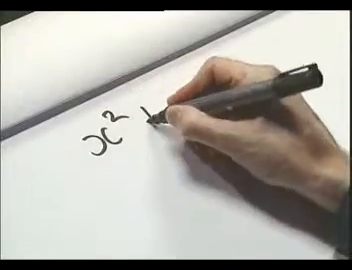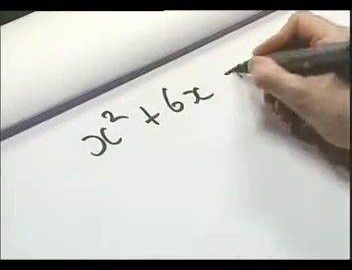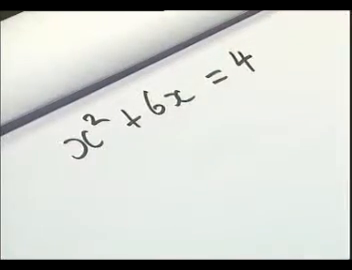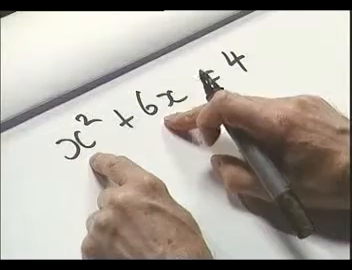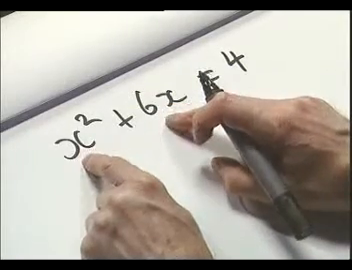But what if we got x squared plus 6x equals 4? The problem is this x squared plus 6x is not a complete square. So we can't just take the square root. So in terms of handling something like this, we've got to have a way of getting a complete square. So the process that we're going to be looking at is called completing the square.